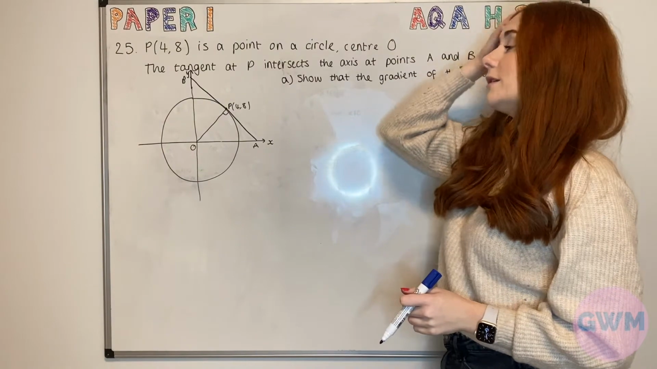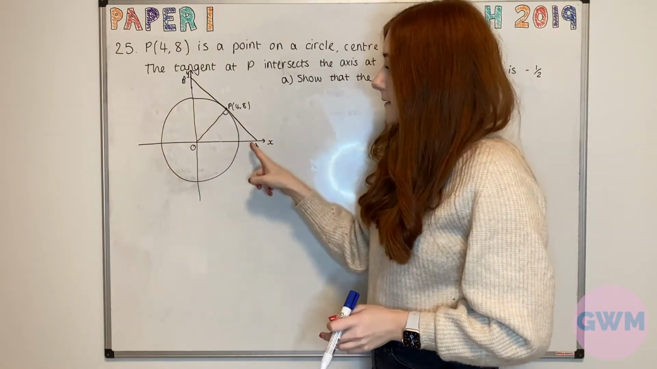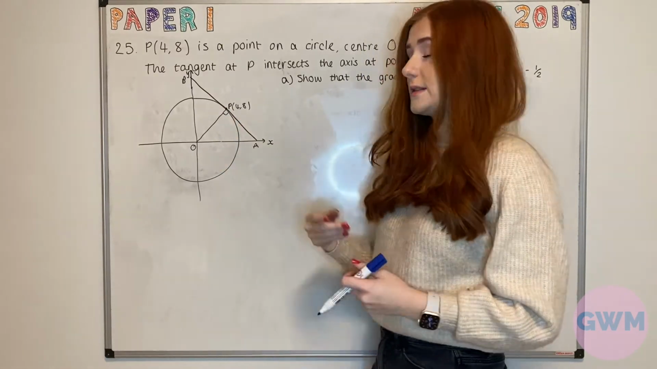Okay, well, I've drawn a little sneak peek on for you already. Because we have a radius and a tangent, we know that the angle between the two is a right angle, so it's 90 degrees.